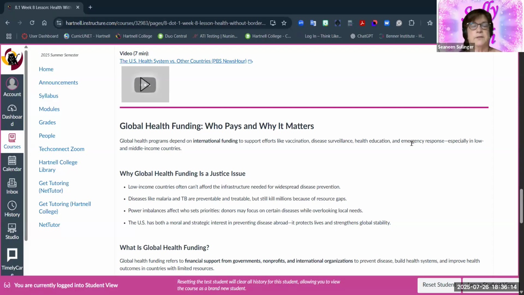Power imbalances affect who sets priorities. Donors might focus on certain diseases while overlooking local needs.